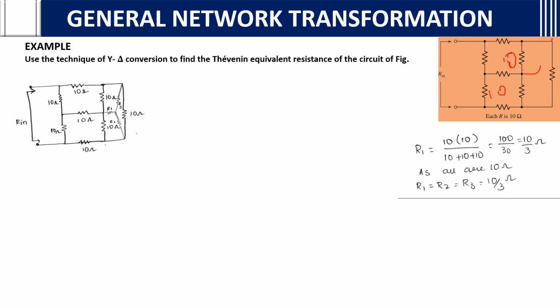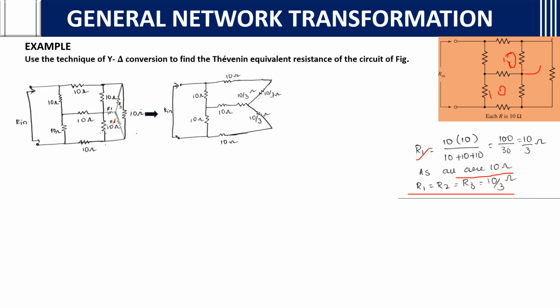To make it into star, R1, R2, R3. Delta to star, you will get R1 equals, R1's opposite is what? As you can see, all R's are 10 only. So the equation is the same for all R1, R2, R3. For R1, it is 10 into 10 by 10 plus 10 plus 10. For R2 also the product is 10 into 10, and the adjacent resistances are 10 into 10 by 30. So you will get R1, R2, R3 as equal resistances, 10 by 3 ohms for all. After conversion, what you will get? 10, 10, 10, and this is 10.